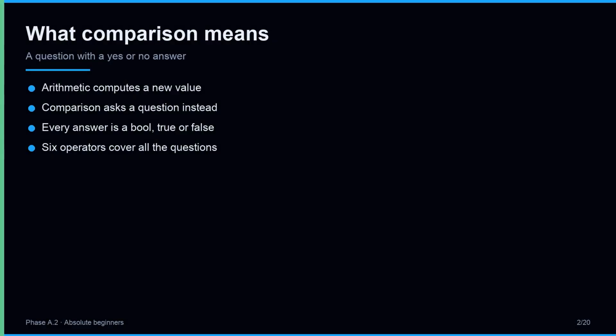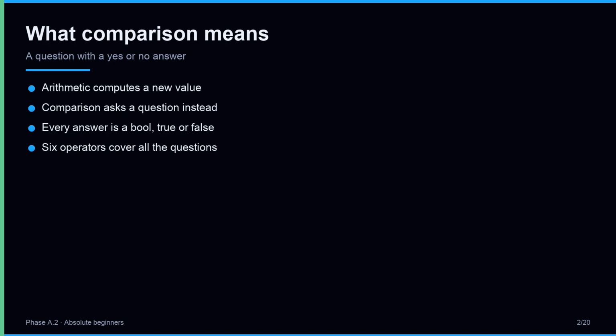So far our operators have computed new values. 2 plus 3 gives 5. Comparison operators do something different. They ask a question. Is A equal to B? Is A less than B? The answer is never a number. It is always a bool, either true or false.